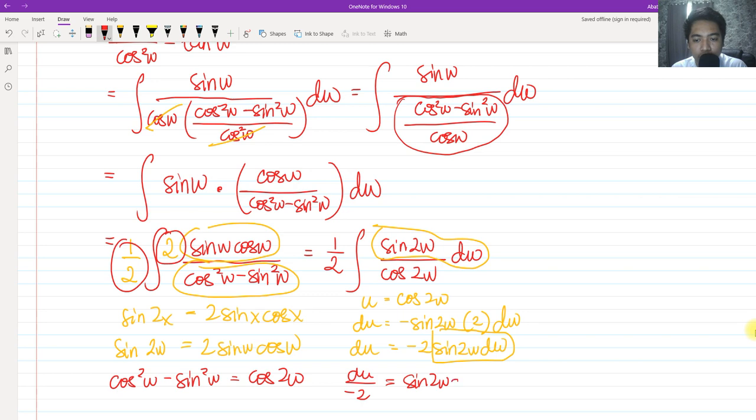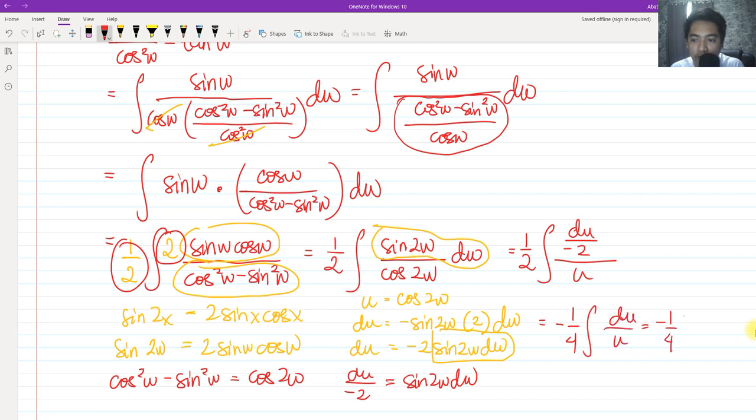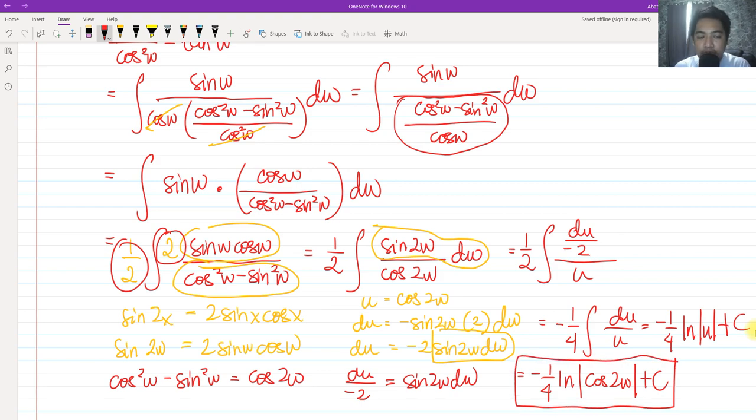Sine 2W dW. Okay, so if that happens, we can now perform the u substitution. So sine 2W dW is du all over negative 2, all over the u. So I can factor out negative 1/2. So this becomes negative 1/4, because 1/2 times negative 1/2 is negative 1/4, times du all over u. So technically, this is negative 1/4 ln of the absolute value of u plus c. Take note, we have to go back to the original variable. So we have negative 1/4 ln of the absolute value of u, which is cosine 2W, plus c. So this would be the answer in this given integral.